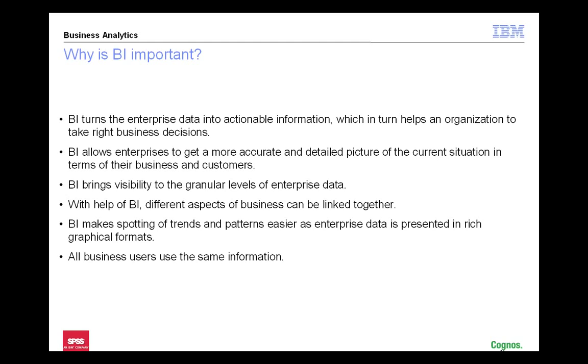Okay. The next is that all business users have the same information. That only means, as we have already discussed, the single version of truth. The data is at the same level, so there is no discrepancy in data among the users.